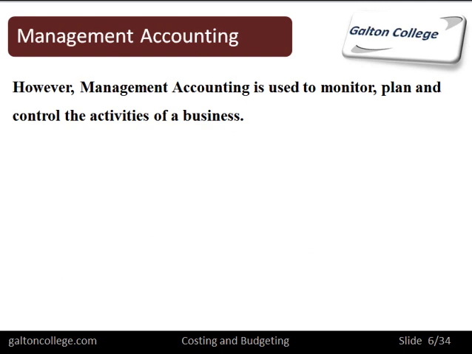However, management accounting is used to monitor, plan and control the activities of a business. There are two types of accountancy we can discuss. One is management accounting, which is internal to the business, which is used to monitor, plan and control the activities of a business. And the second type is financial accounting, which is to do with presenting a true and fair view of the business to the outside world, to the government for tax purposes, and to investors who may wish to invest in the business.